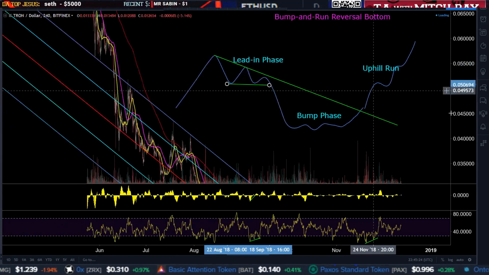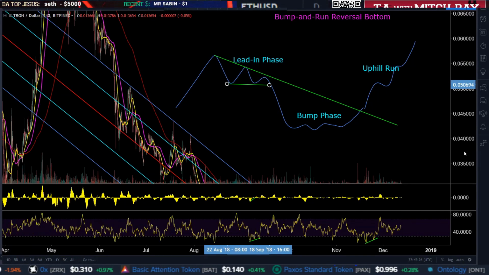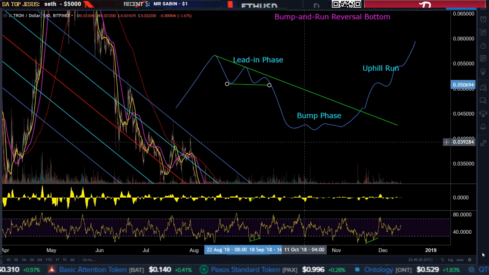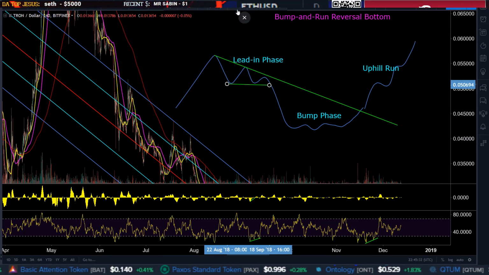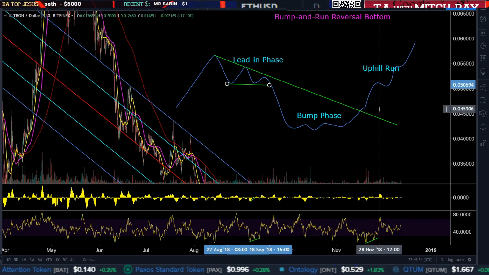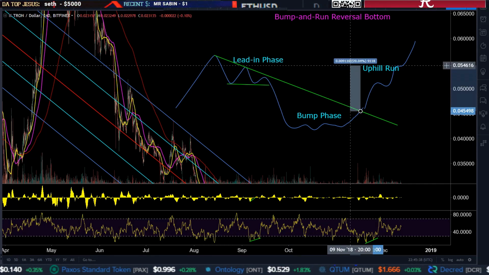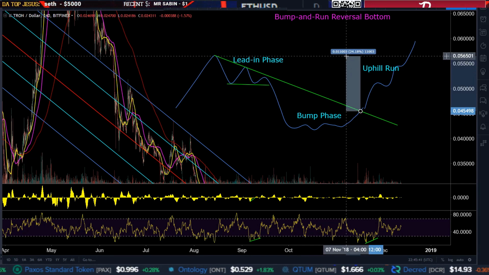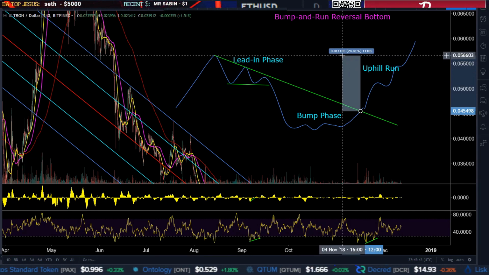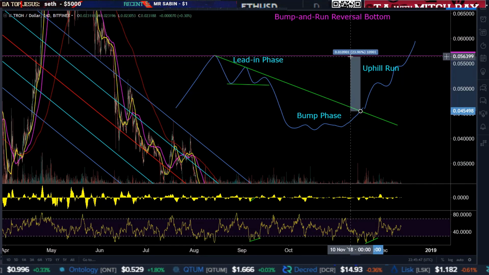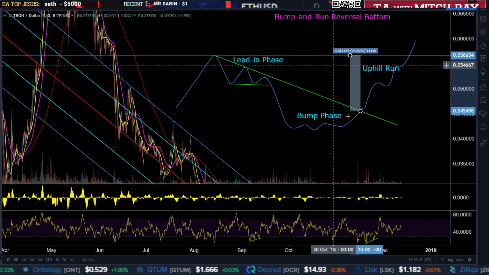All right, and so really we can talk about the target. All you do to get your target is from the breakout, you would measure to the very top of the lead-in phase. That is your target. There you go, man. That's your target.